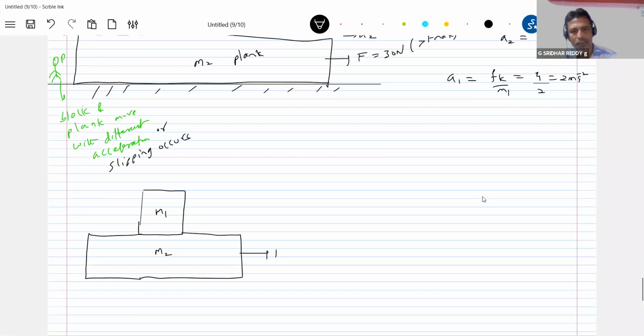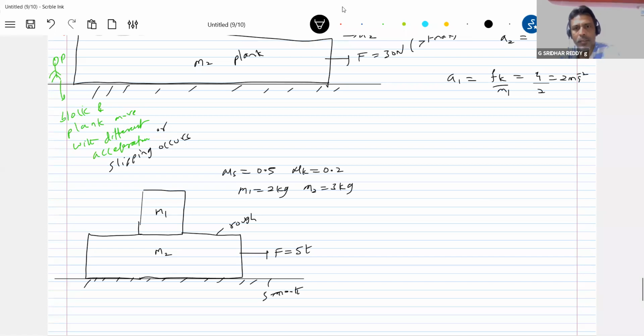Let me apply a time varying force, F equals alpha t. The same problem, with the same values, all the things same. Now I ask you to plot the acceleration of the blocks. Mu s is 0.5, mu k is 0.2, m1 is 2 kg, m2 is 3 kg. So this surface is smooth and this one is rough. So here I'm going for the graph.